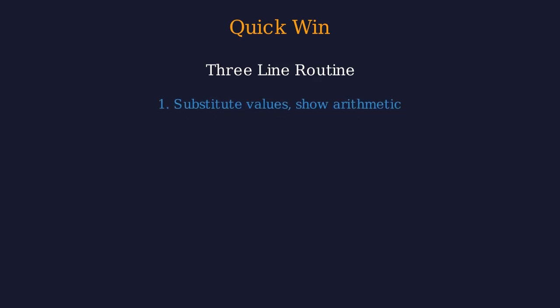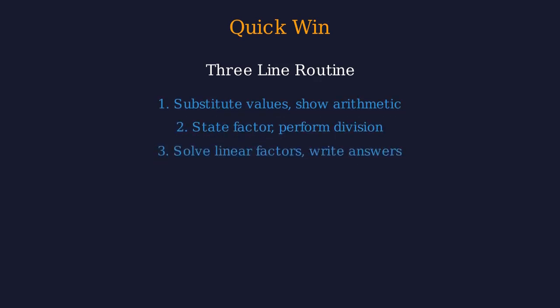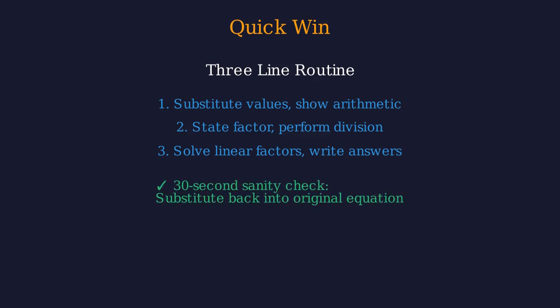Quick win. A 3-line routine to use next time you see a multi-step algebra question where the final factorization looks tricky. Line 1, substitute candidate values, show the arithmetic. Line 2, state factor implied and perform division. Show steps. Line 3, solve resulting linear factors and write final answers. That's all you need to capture method marks quickly.